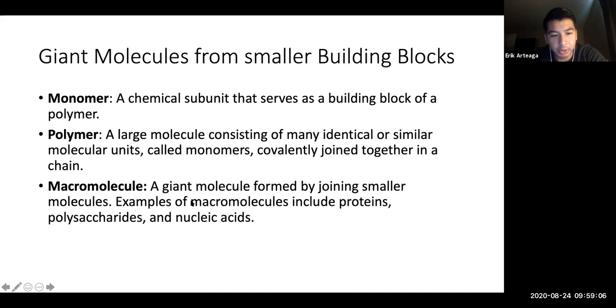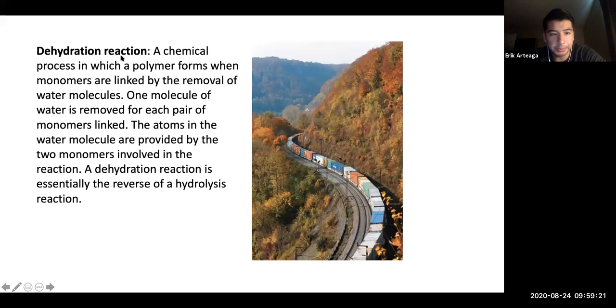So a macromolecule is a giant molecule formed by joining smaller molecules. For example, macromolecules include proteins, polysaccharides, and nucleic acids. And again, we'll get into these different molecules coming up. Okay, so a dehydration reaction.